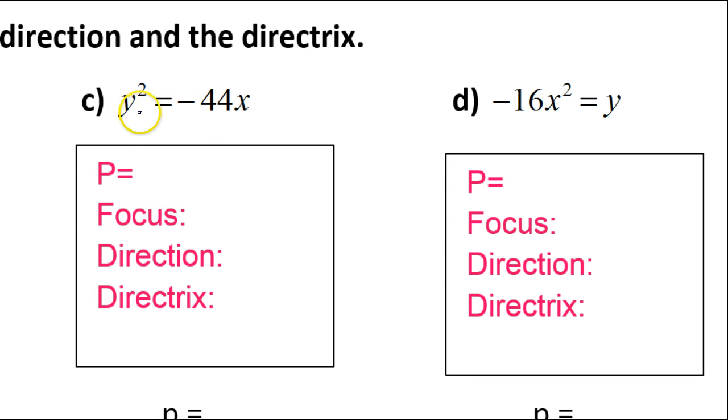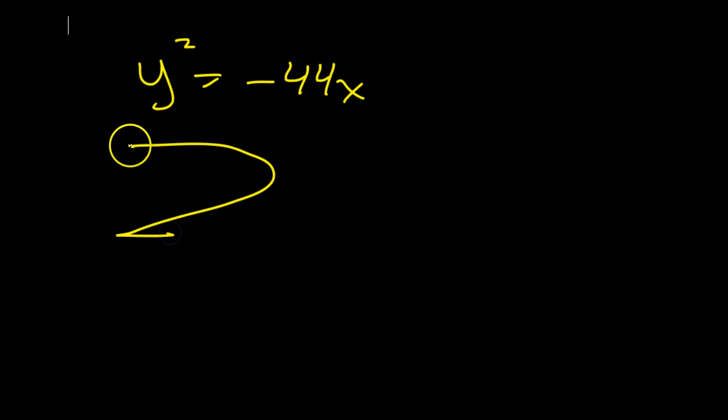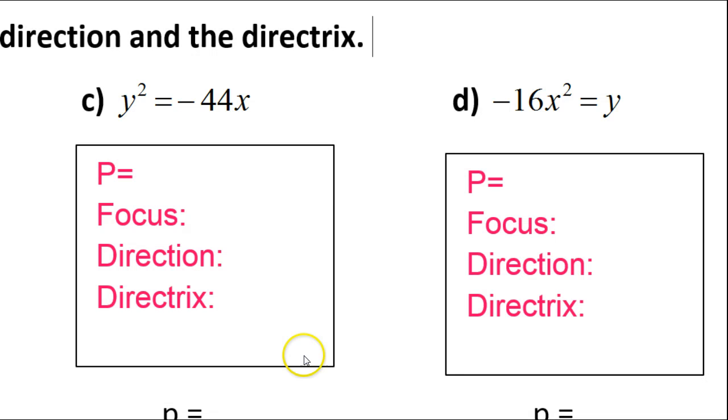Okay, so for part C, we have y squared equals negative 44x. Let me just copy that down. It was y squared equals negative 44x. I see that the y is squared. That means it's sideways. I see this negative. That means it's facing to the left. So it's doing one of these. So we're supposed to say the direction. So it's facing to the left.